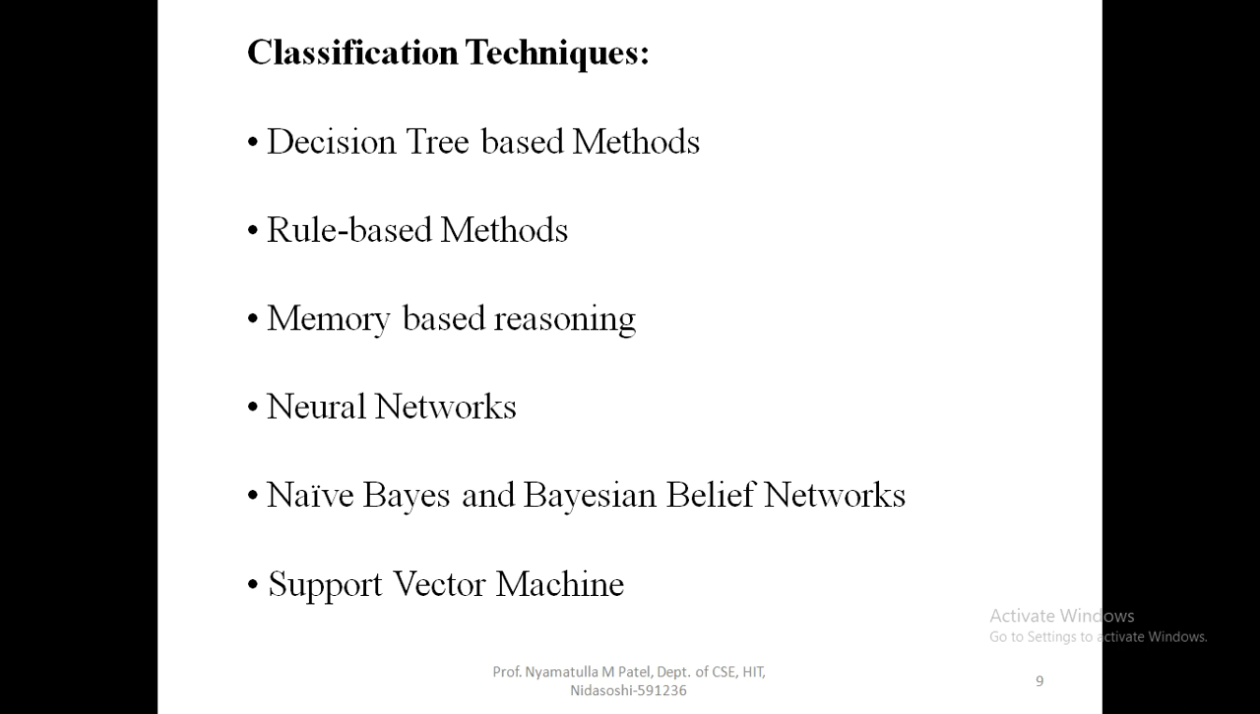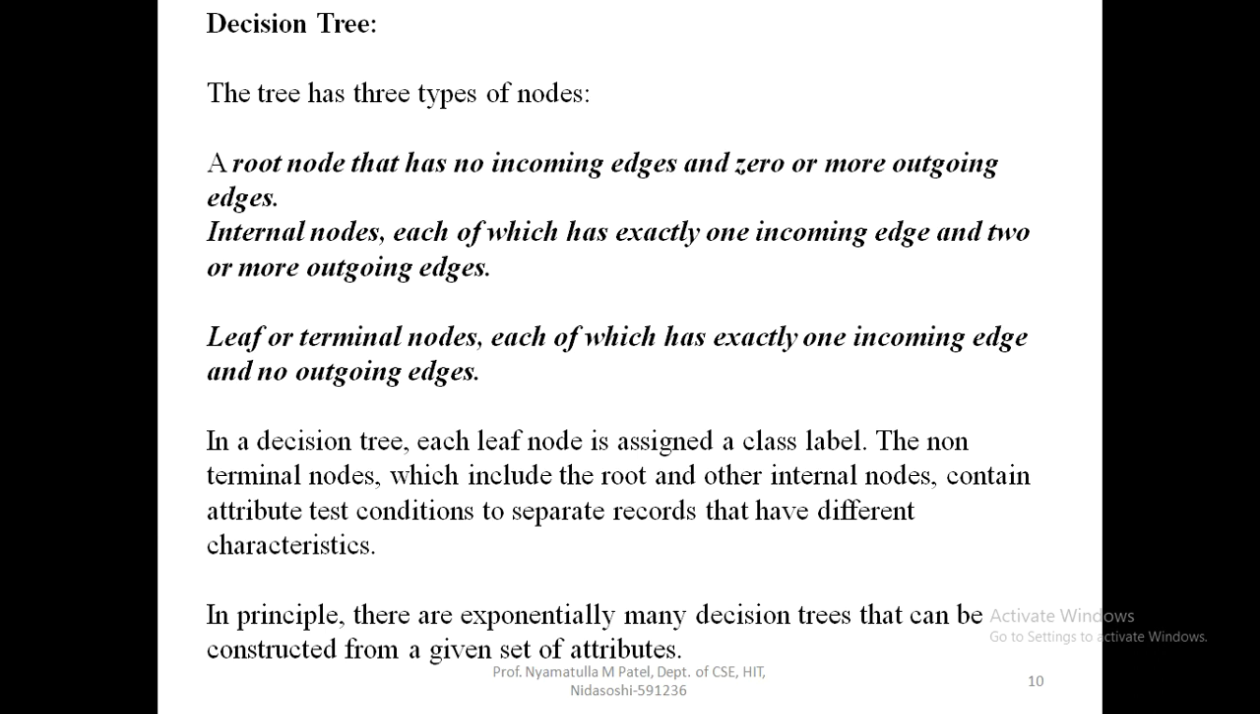So one is the decision tree method. The first one is the decision tree method, then rule based methods, memory based reasoning, neural network, Naive Bayes and Bayesian belief networks, support vector machine. So in this module 4, we are going to study only the decision tree methods, rule based methods, Naive Bayes and Bayesian belief networks. Okay, so coming to the decision tree.